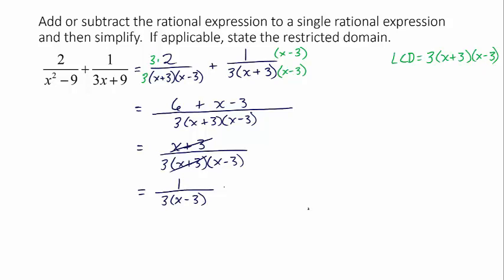Okay, and I want to make sure to say there that x cannot be negative 3, right? Because we canceled that factor of x plus 3, and if we let x be negative 3 there, negative 3 plus 3 is 0, right? So that has to be stated as a domain restriction. So anytime you cancel something out in a final simplification, make sure you note the domain restriction there.